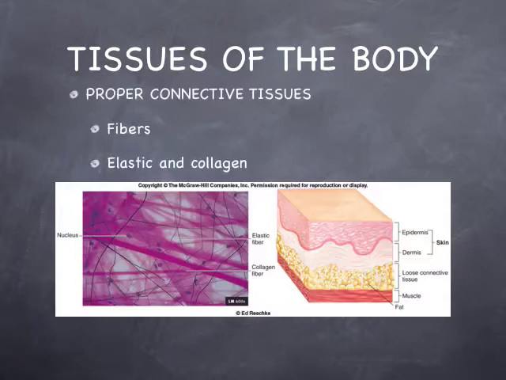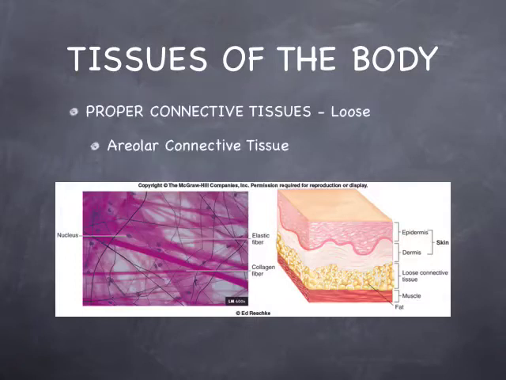So all of the proper types are going to have some sort of fiber associated with them. This happens to be the type we've just been looking at, just to get things started, what we call areolar connective tissue. And this is in the category of the loose connective tissue types. If you look at your pink handout, you see that I'm going to find loose connective types and dense connective types. And this is in the loose category.